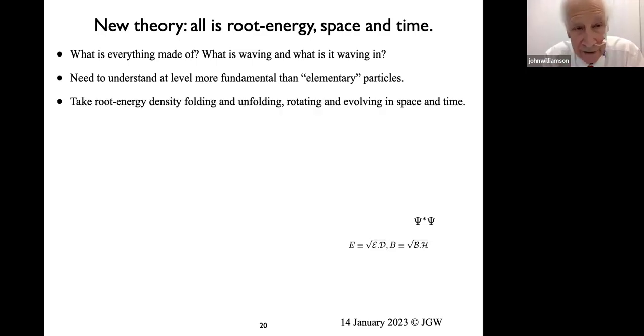What we have is the root energy density, folding and unfolding, rotating and evolving in space and time. Now, why do I say it's root energy density? If you look down here at the bottom of the slide, which is going to appear at some stage, on the bottom right, you see psi star psi, and E is energy. Electric field is defined as root E times D, where this is the electric field and the electric displacement, and B is defined as the average root B H.